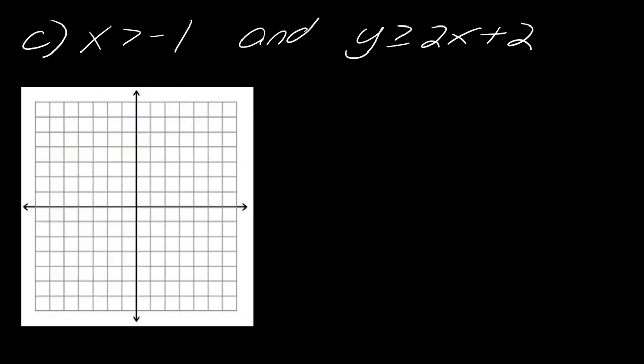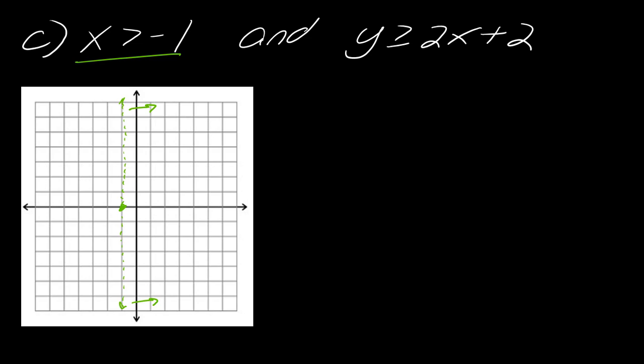All right, so I've got one more here. And so this one at least is already in slope-intercept form. I highly recommend that you pause the video here and just try this one all the way through, and then hit play when you're ready. So starting with x is greater than negative 1. So here's negative 1, and I'm just going to go ahead and mark this line, x equals negative 1. Now where x is greater than negative 1, that's going to be to this direction here.